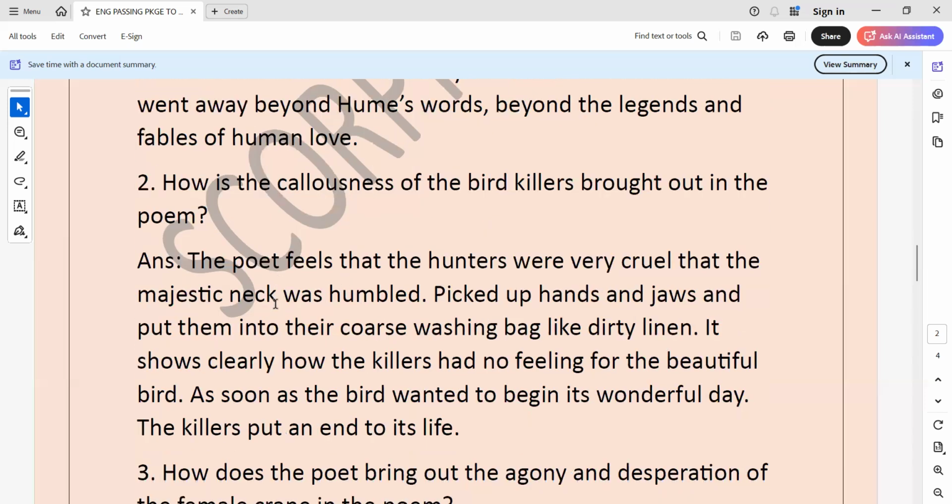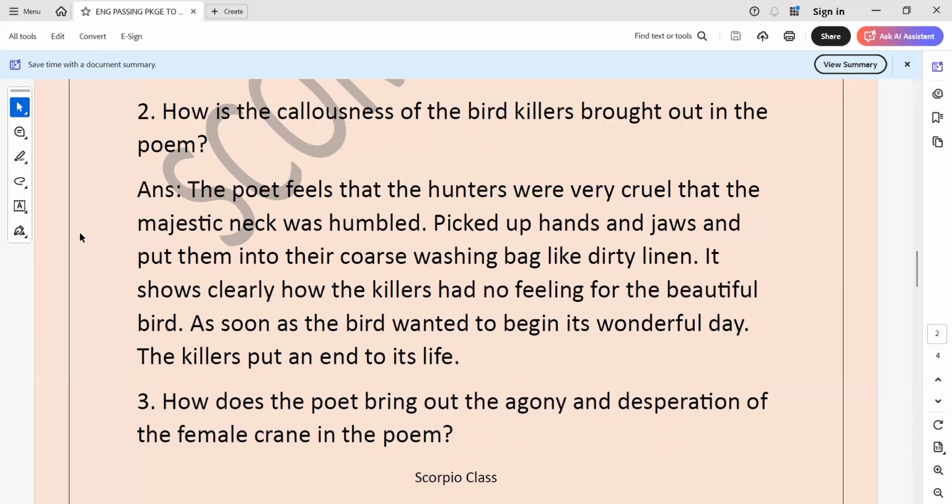Okay, moving to next question. How is the callousness of the bird killers brought out in the poem? Answer. The poet feels that the hunters were very cruel, that the majestic neck was humbled, picked up by hands and jaws, and put into their coarse washing bag like dirty linen. It shows clearly how the killers had no feeling for the beautiful bird. As soon as the bird wanted to begin its wonderful day, the killers put an end to its life.